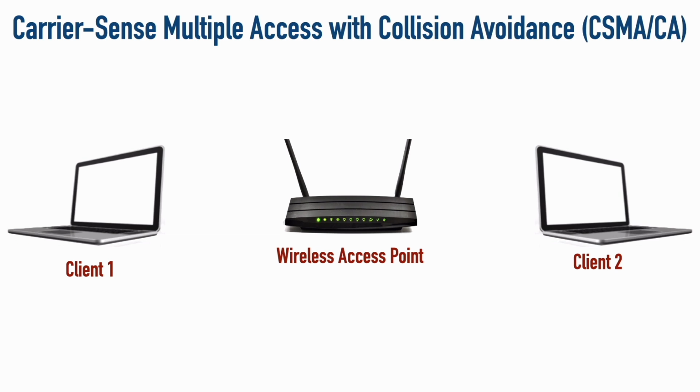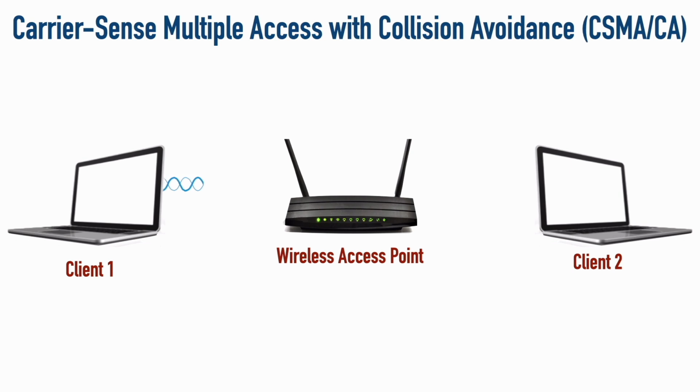But in its basic form, a wireless access point can only be talking to one device at any one time. So what CSMA/CA does is allow, let's say, client 2 to listen to the airwaves before it transmits. Let's say client 1 is transmitting to that wireless access point, but in addition to sending the radio waves to the wireless access point, client 2 hears those radio waves, and it's going to wait its turn.